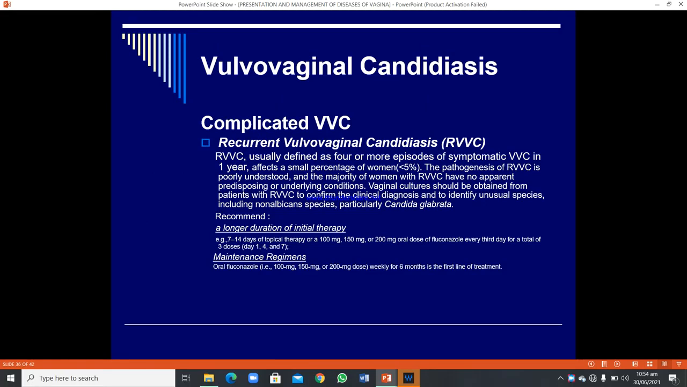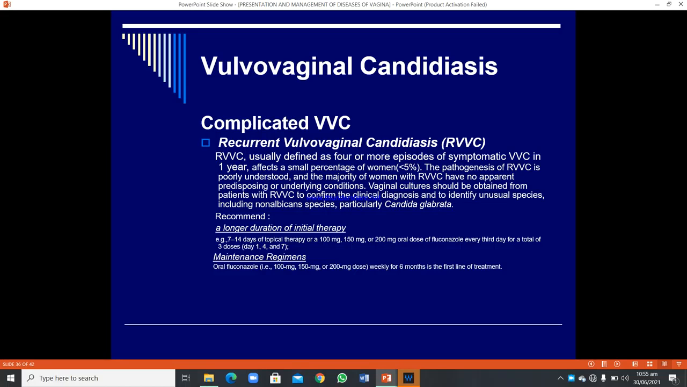Now, in complicated cases, recurrent vulvovaginal candidiasis is usually defined as 4 or more episodes of symptomatic VVC in 1 year, and affects a small percentage of women, that is less than 5%. The pathogenesis of recurrent vulvovaginal candidiasis is poorly understood, and the majority of women have no apparent predisposing or underlying conditions. Vaginal culture should be obtained from patients with recurrent vulvovaginal candidiasis to confirm the clinical diagnosis and to identify unusual species, including non-albicans species, particularly Candida glabrata.